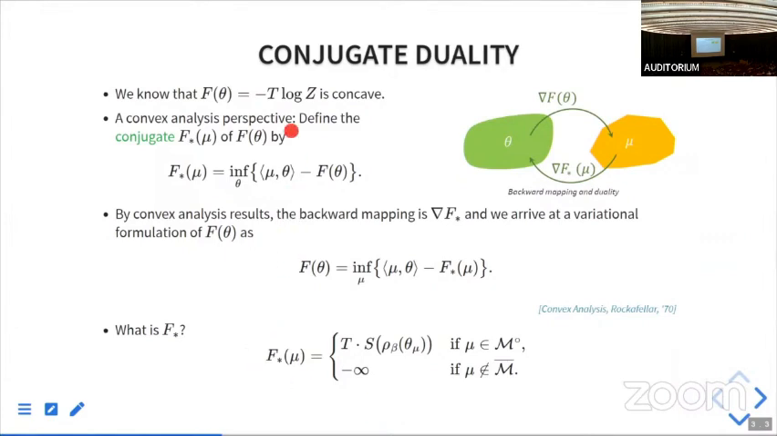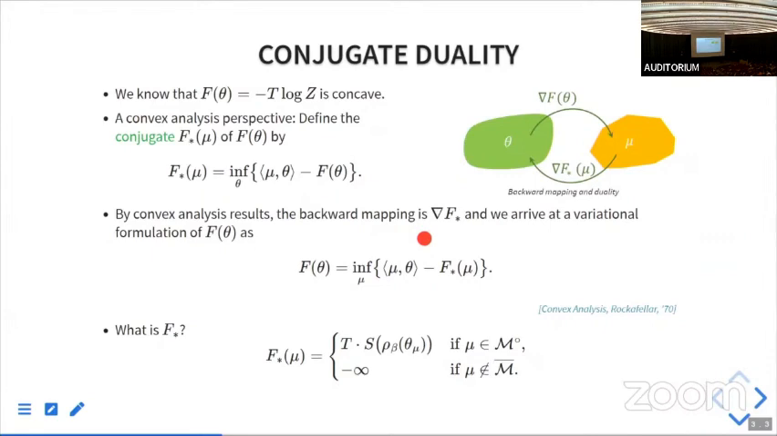Because we know that the log partition function is convex, minus t log Z is concave. By the standard methodology, we take the conjugate. Because it's a concave function, we take the inf of the linear term minus F theta, and switch the variable theta to mu, and we get the conjugate F star. It's a very general result from convex analysis that if you have convex functions F and F star defined in this way, then their gradients, nabla F and nabla F star, are actually inverse to each other. And F is actually the dual of F star. That's taken from convex analysis in a very general sense.